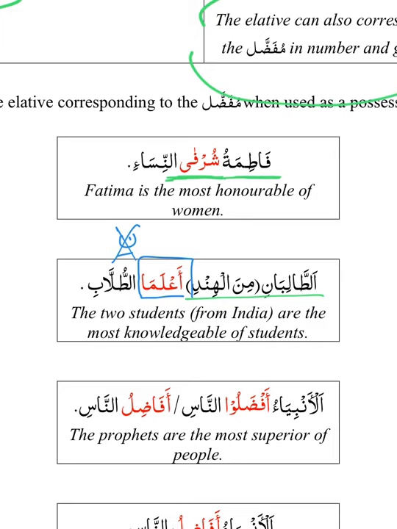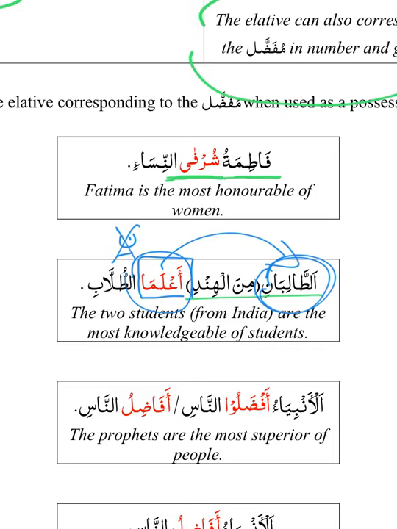This is an old rule, we should know this. So can you see here? You can also say a'lama, meaning in total harmony with the mubtada, which is dual. So this is dual. You can have the ismu tafdil as dual as well.